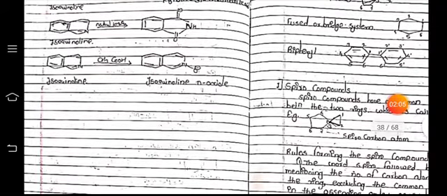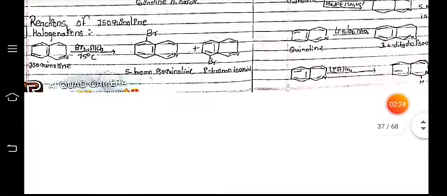Next is the isoquinoline with CH3COOH. In the isoquinoline, oxidation with CH3COOH takes place at the nitrogen atom, so the isoquinoline oxide is formed as the product. So this is all about the reactions of the isoquinolines.